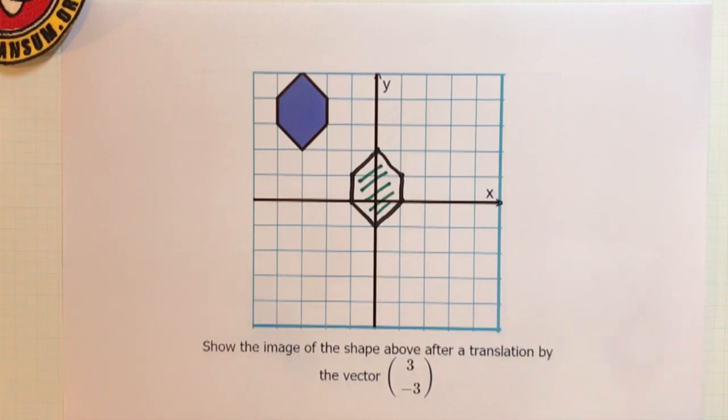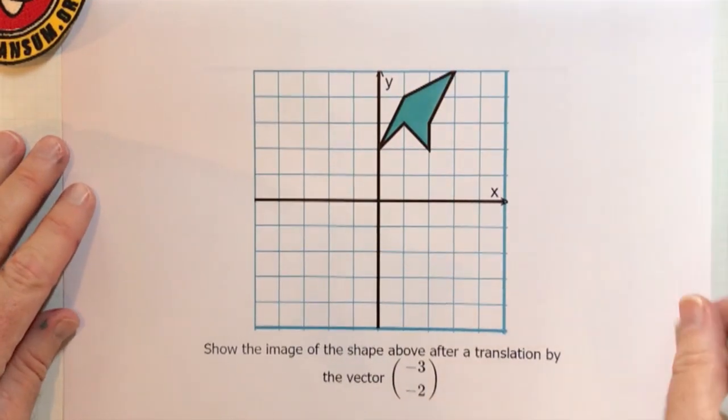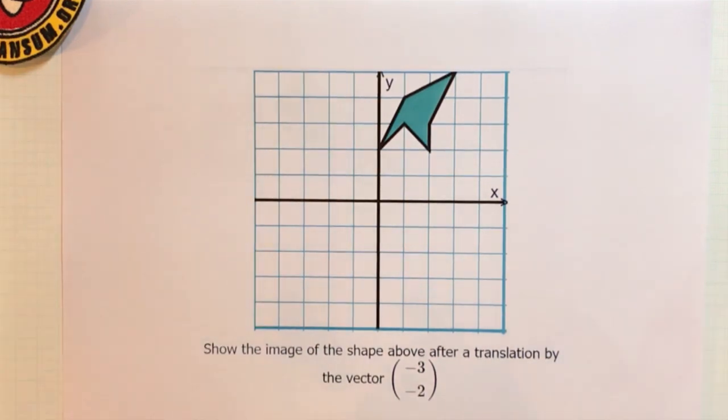Okay, let's try another one. And this one, we're going to have to translate it minus 3 to the right. Well, another way of saying minus 3 to the right is 3 to the left. And that means 2 down, as you know. So 3 to the left and 2 down.